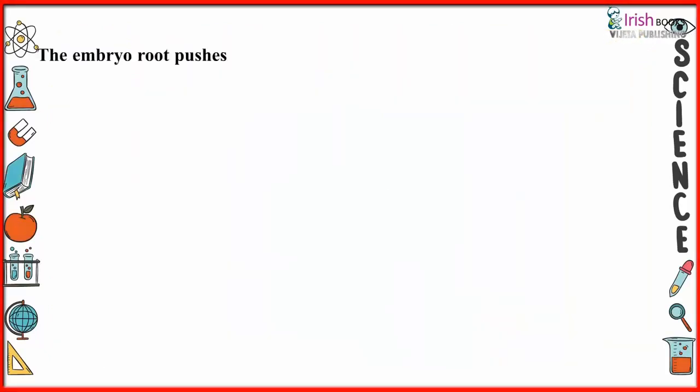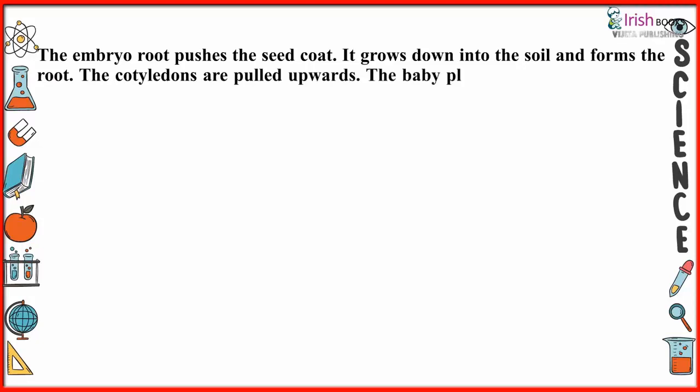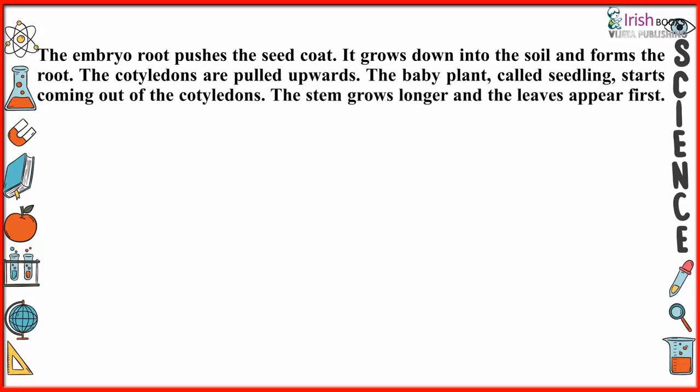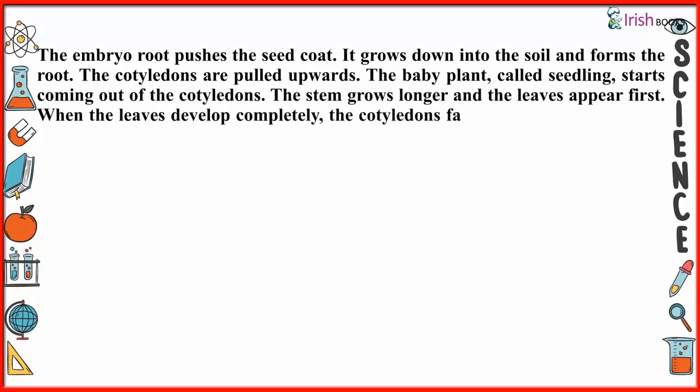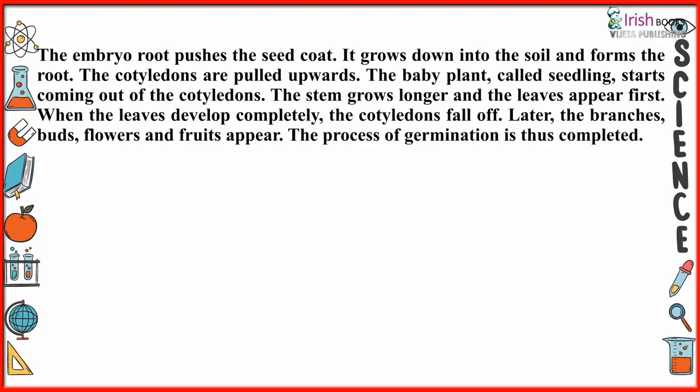The embryo root pushes the seed coat. It grows down into the soil and forms the root. The cotyledons are pulled upwards. The baby plant called seedling starts coming out of the cotyledons. The stem grows longer and the leaves appear first. When the leaves develop completely, the cotyledons fall off. Later, the branches, buds, flowers and fruits appear. The process of germination is thus completed.